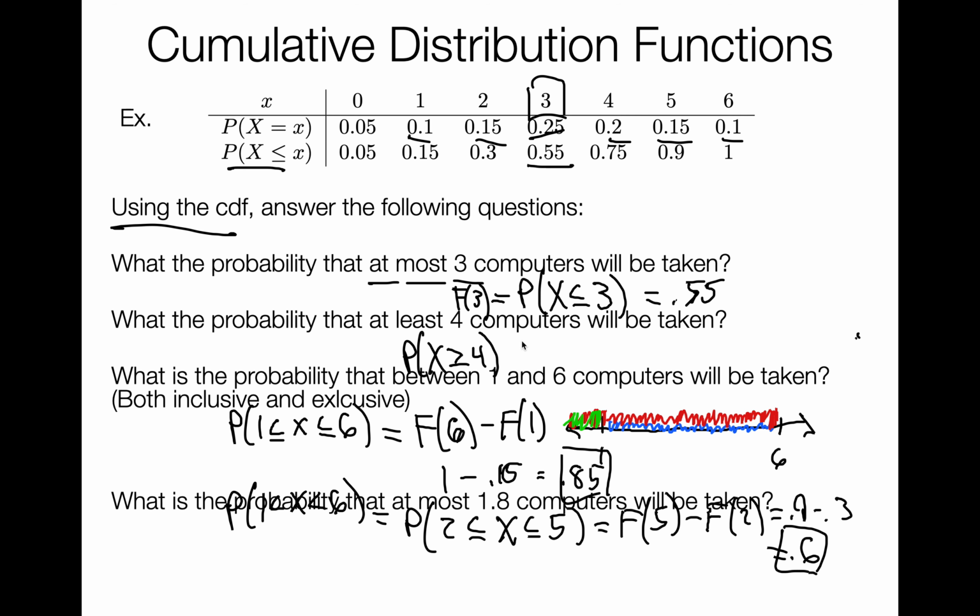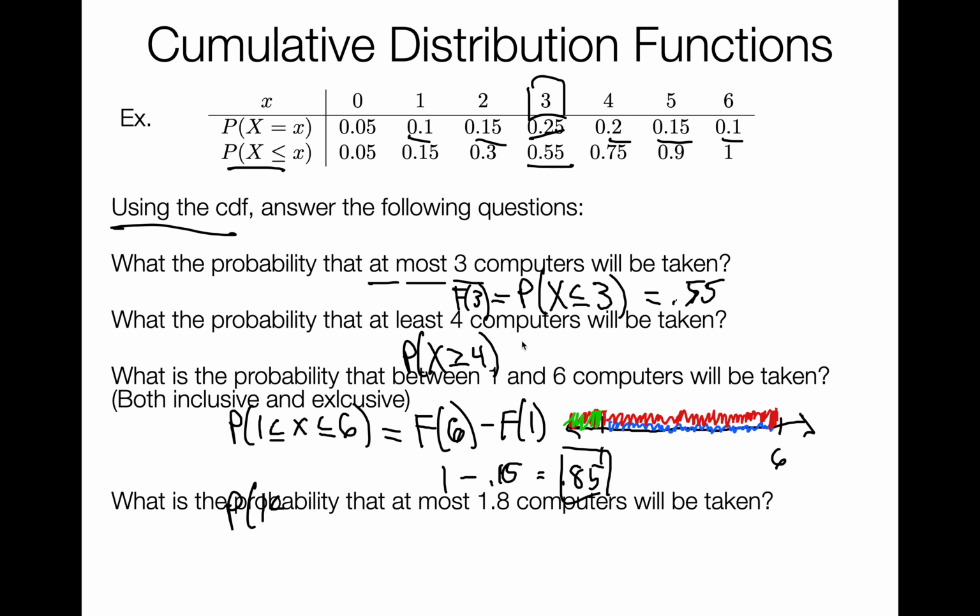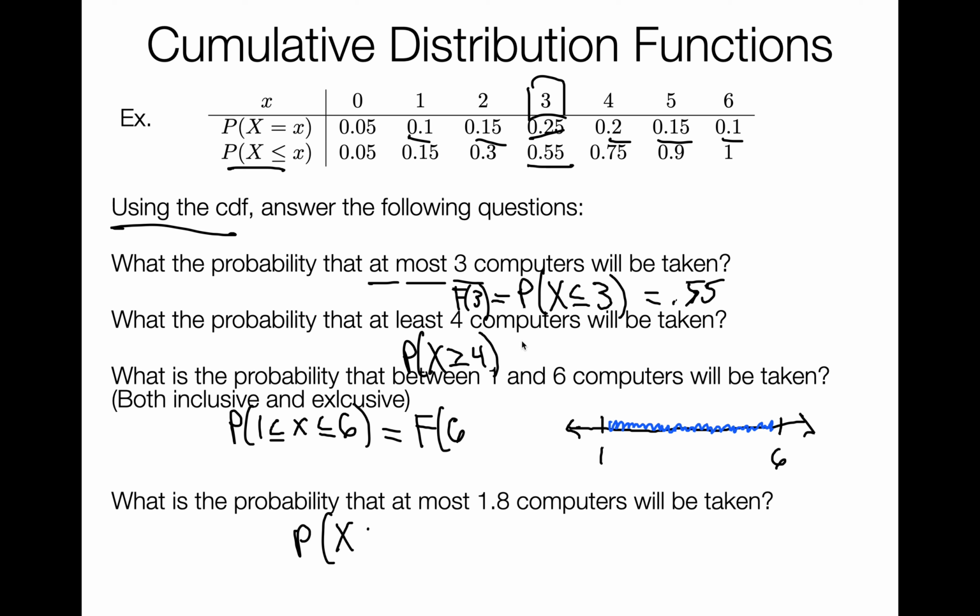Now, there is one last one here, and I've got to do a lot of erasing. And this one says, what's the probability that at most 1.8 computers will be taken? This is also an interesting problem. The probability that at most 1.8 computers will be taken.